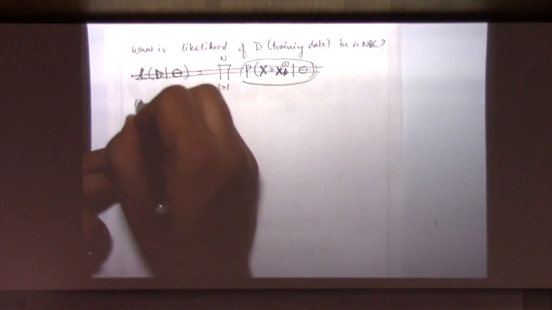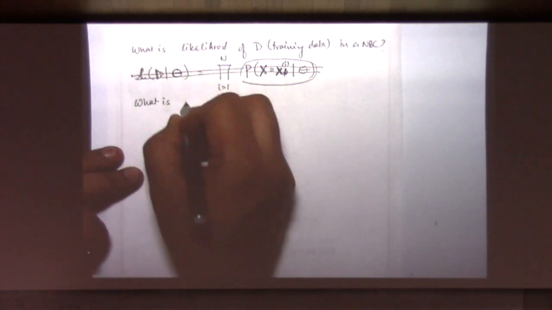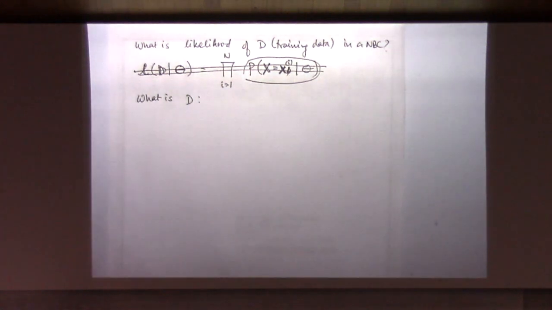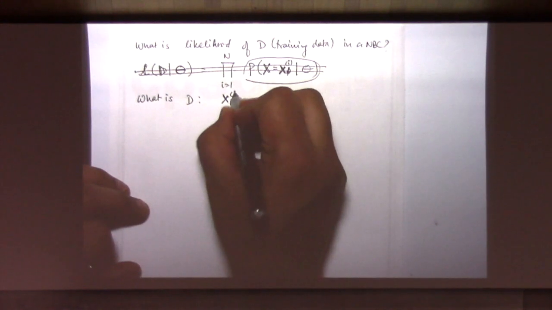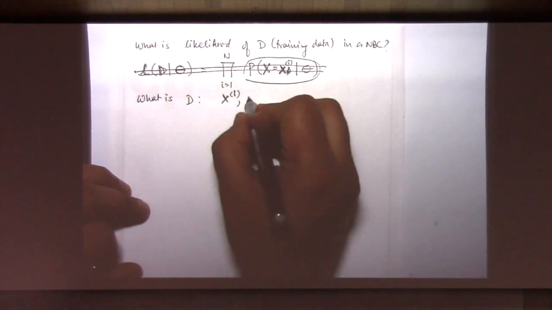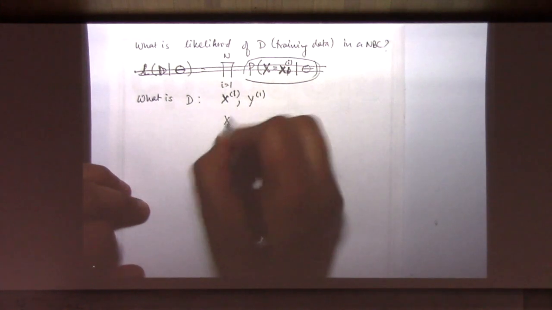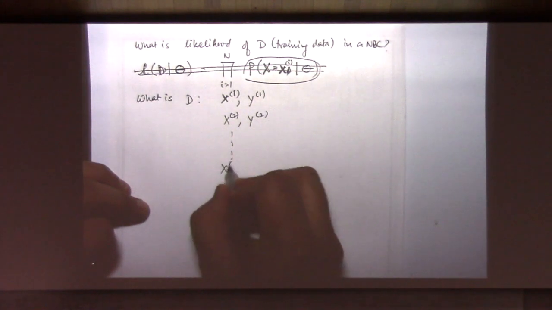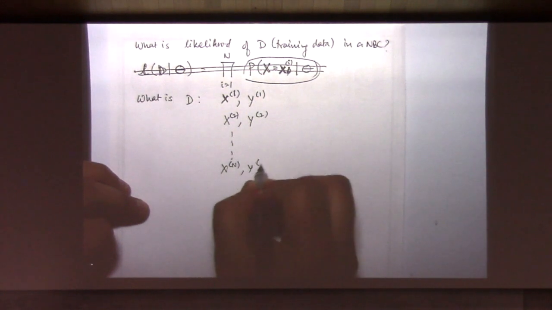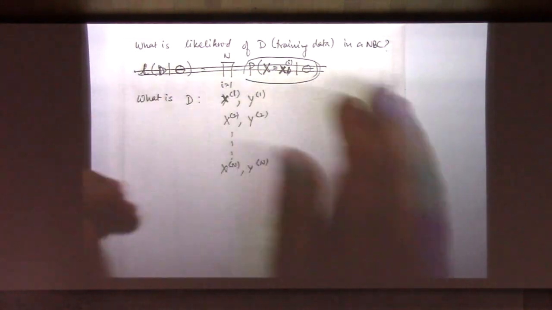All right. So before that, we say what is D, right? What is our training data? Our training data is a set of tuples, right? You have x's, which are your attributes, and the class label. Then you have the second one, and so on till x of n, y of n. Each one of them is a vector of observation, right?